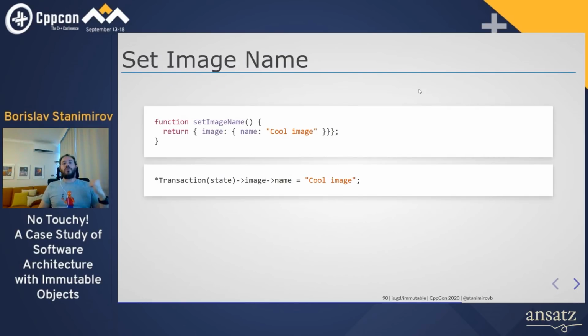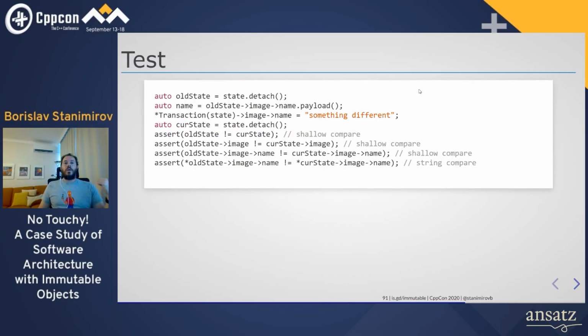Now, to set the image name, we have this kind of code, which is much nicer than the transaction of transaction we used to have before. It will appropriately perform a shallow copy and write on state, image, and name. All the other nodes will remain the same, with the same addresses. So let's make a test. We can have the exact same transaction as before. We can check that the state is different, the image is different, the image name is different, and since it's a node, this is an address comparison, and we can even compare the actual values inside, and it's different.